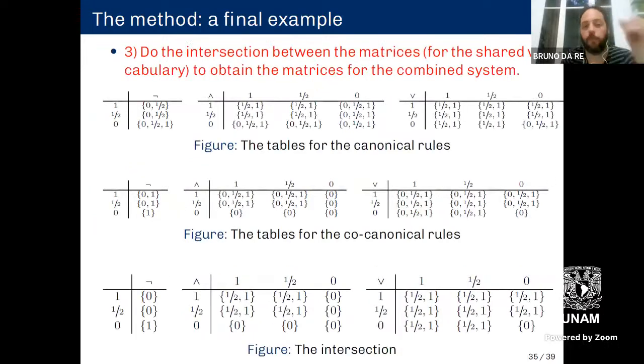And the third step is to do the intersection between these truth tables. As I said before, if you end up with an empty slot, with emptiness, the answer is no, because either it is not cut-free, or it is trivial. So it's not a cut-free sequent calculus for classical logic.